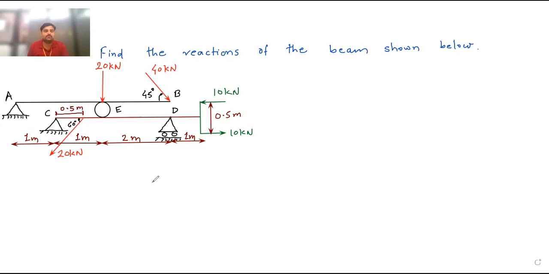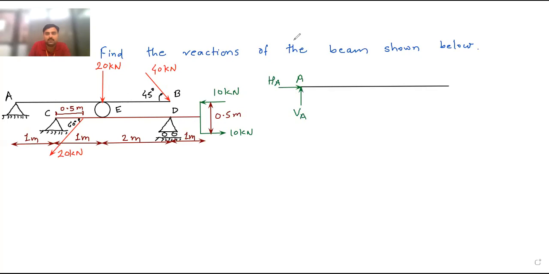So now we need to solve this numerical. First of all, we will draw the free body diagram. First I will draw the diagram for the top beam AB. At point A, a hinge support is given, so there are two reactions at point A: vertical reaction VA and horizontal reaction HA.